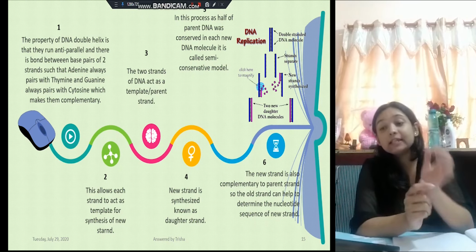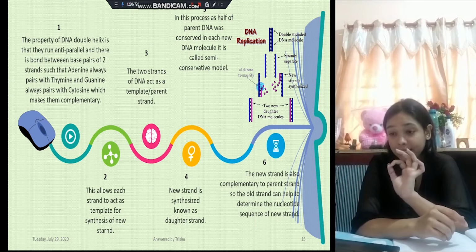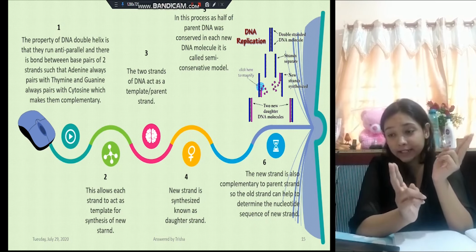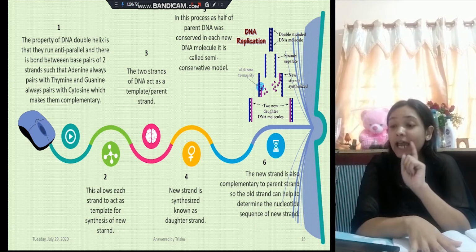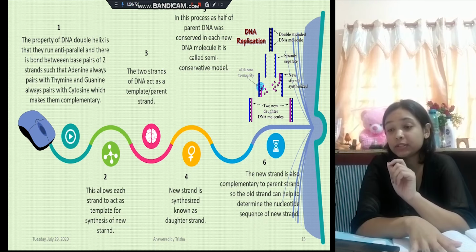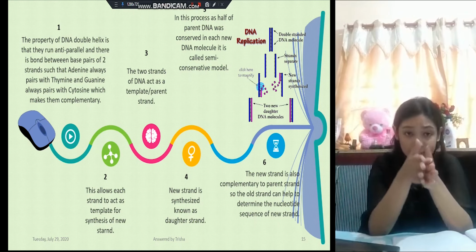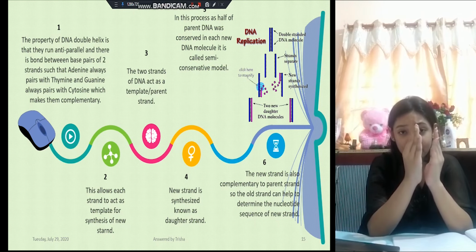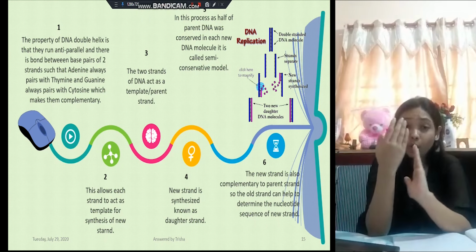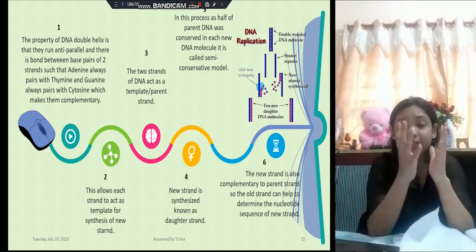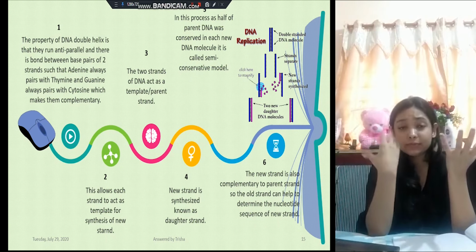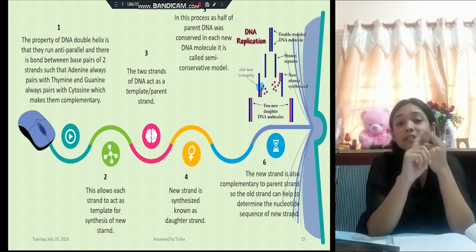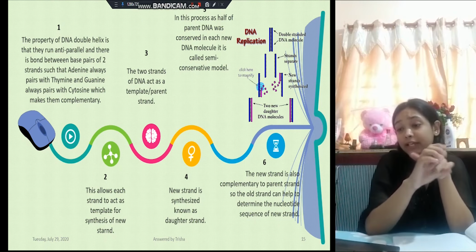The property of the DNA double helix is that the strands run in anti-parallel direction and that there is a bond between the base pairs of the two strands, such that adenine always pairs with thymine and guanine always pairs with cytosine, which makes them complementary. So this property, that the two DNA strands are anti-parallel and have complementary base pairing, is what gave this semi-conservative replication theory.